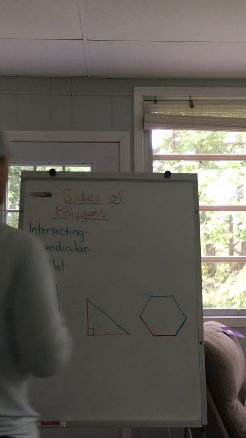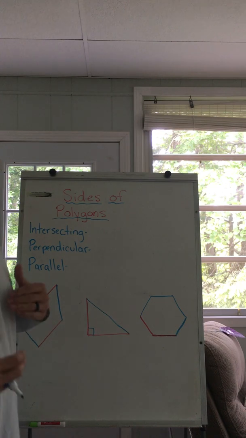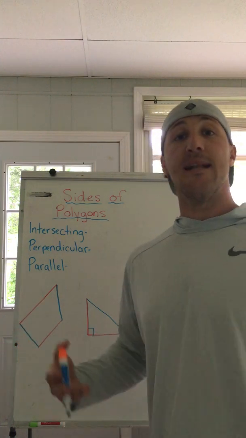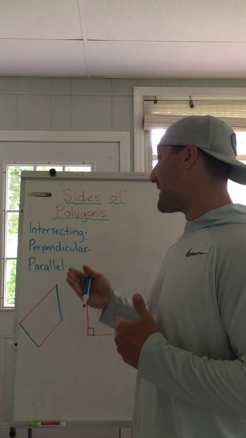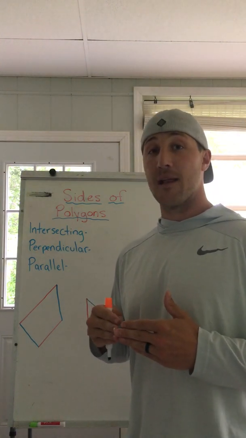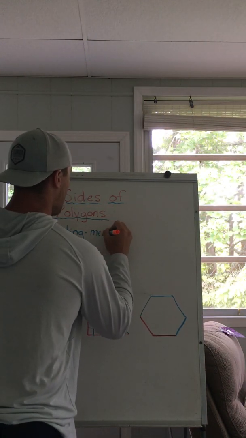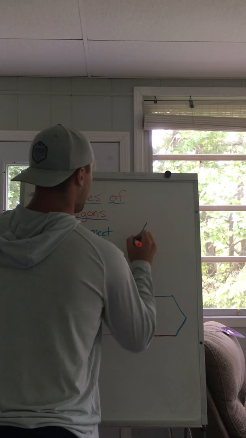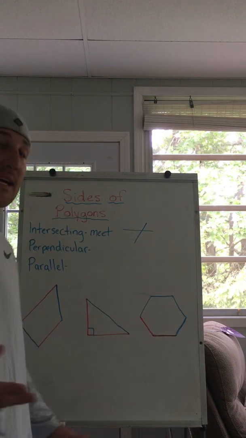So the lines on a polygon, or the sides, can be intersecting, can be perpendicular, or they can be parallel. So let's start with intersecting. That probably sounds like a word you've heard before. Maybe you've been driving in the car and you've come to an intersection. An intersection is where two roads meet. So intersecting sides of a polygon are just when two sides of a polygon meet. So intersecting sides meet. And if I want to draw an example of that, I could draw one line like this and another line like this. And right there, where those two lines meet, that's where they intersect.